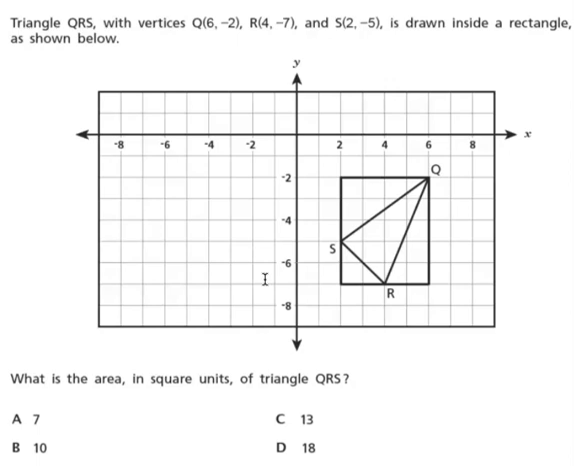So the triangle QRS with vertices Q, which is (6, -2), and then R is (4, -7), and then S is (2, -2), is drawn inside the rectangle as shown below. What is the area in square units of the triangle QRS? I'll give you a minute.